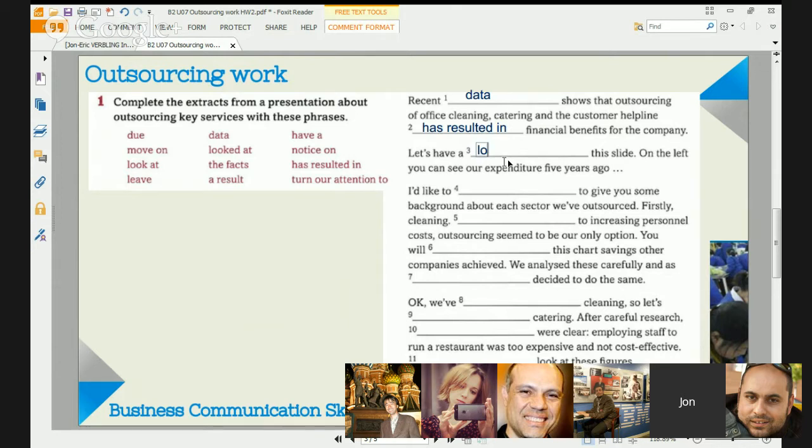Let's have a look at. Oh, but we got a problem because it's in the past. Let's have a looked at. Oh, sorry, no. You're right. There's 2 options. There's 2 look ats. You're right, never mind. I didn't see it. Have a look at this slide. On the left, you can see your expenditure 5 years ago.